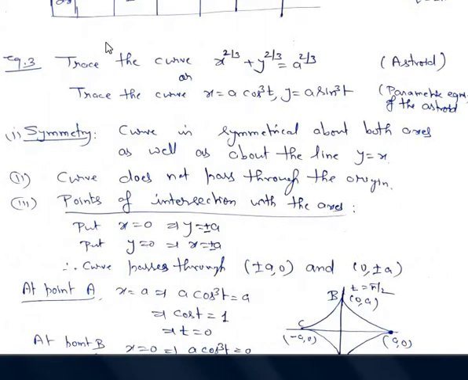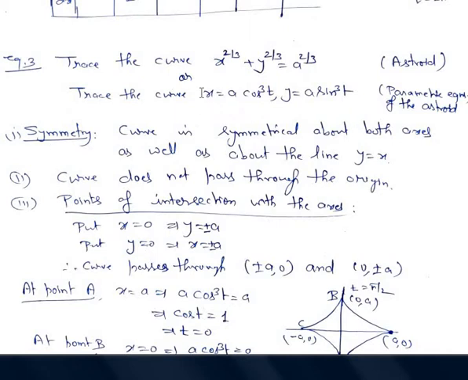Let's take the third example. This curve x^(2/3) + y^(2/3) = a^(2/3) is known as the asteroid. The parametric form of this curve is given by x = a cos³t, y = a sin³t.